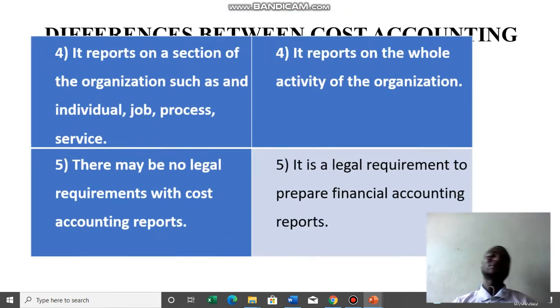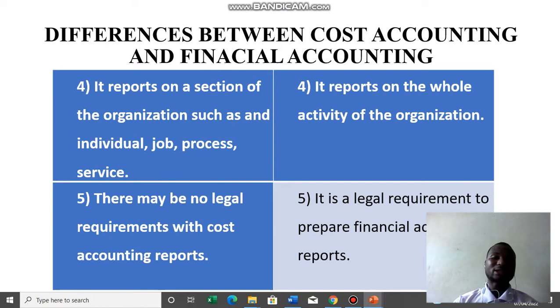Now, another difference is that cost accounting reports on a section of the organization. So the cost accounting information will be recorded about an individual job, or a process, or a service. But when it comes to financial accounting, it is for the whole organization. It reports on the whole activity of the organization. Like we said earlier, there are no legal requirements when it comes to cost accounting reports. Nobody requires you to prepare your cost accounting reports. But when it comes to financial accounting, there is a legal requirement to prepare financial accounting reports.